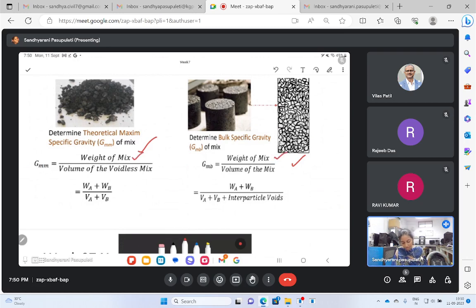both the calculations, but the volume differs. In the loose mix, you take only the weight of the individual particles. We do not take any voids in between. But if you take this specimen, we also consider the voids. That is the reason why this is voidless and this is with voids.